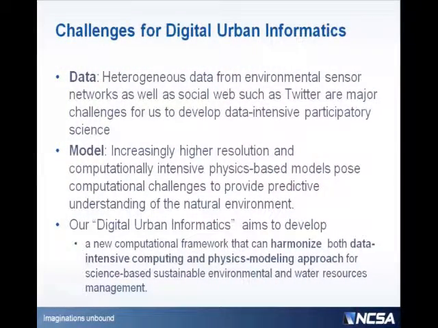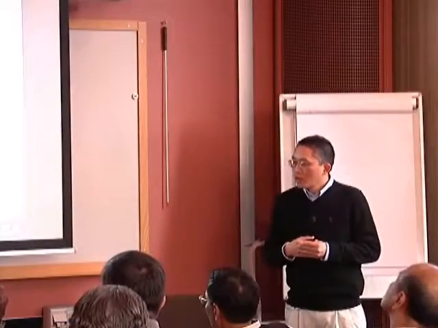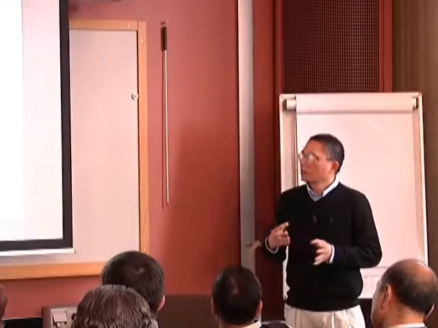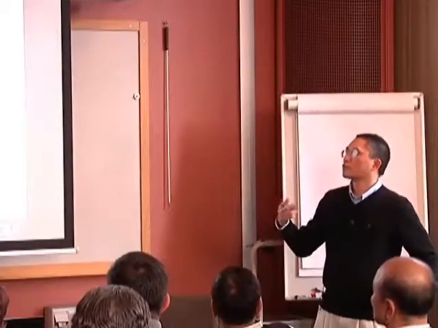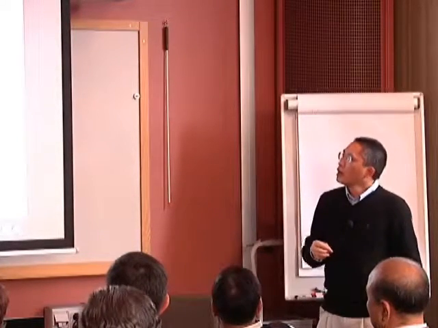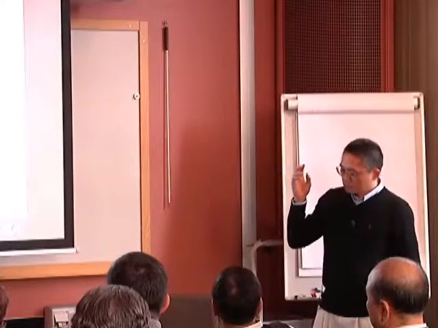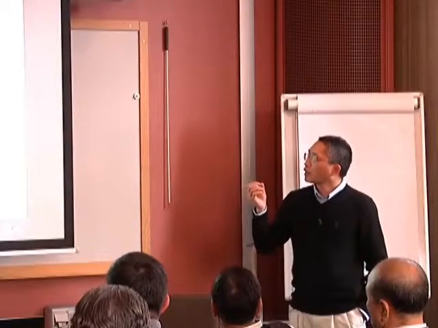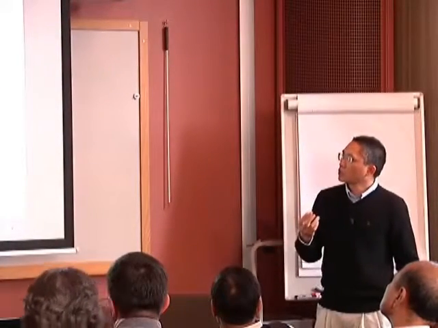So the challenges for digital urban informatics are, I would say, very generic. There are two kinds of challenges. One is about the data, the other one is the model. And for the data part, people talk about it a lot, but mostly what we are interested in is heterogeneity. How do we overcome heterogeneity?